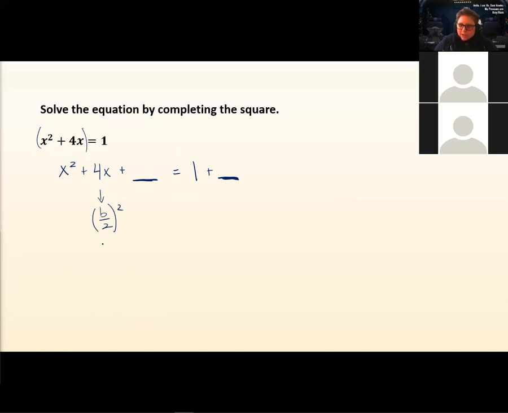Good job. Yeah, so in this case, we're going to take that 4, divide it by 2, and square it. So 4 divided by 2 is 2. Okay. 2 squared is, I'm actually going to write that right here.